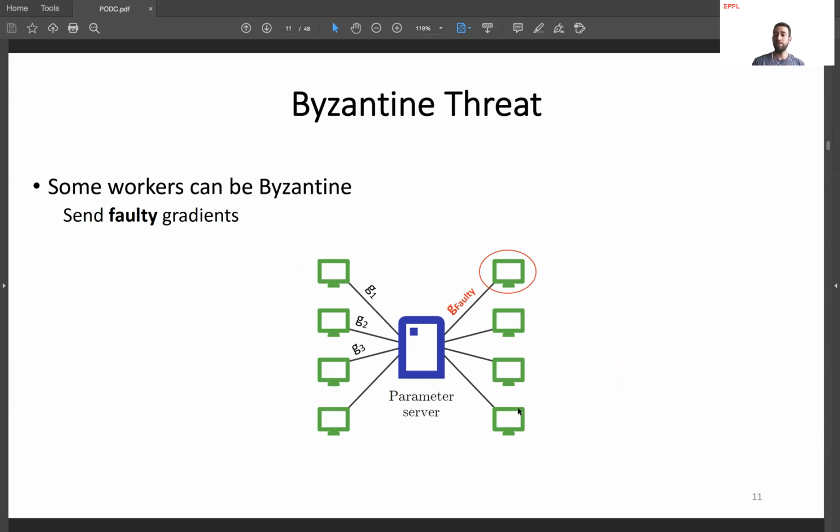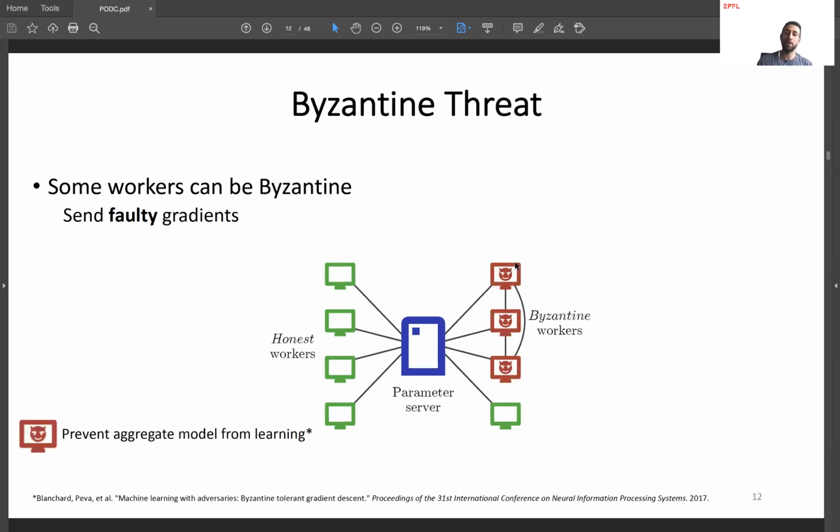But what happens if some workers start misbehaving like this one and sending faulty gradients instead of correct estimates of the gradients? So in order to account for this particular threat in our threat model, we consider some workers to be Byzantine, and we represent them with this red devilish icon. And these Byzantine workers may collude, and we assume that their main objective is to prevent the aggregate model from learning.